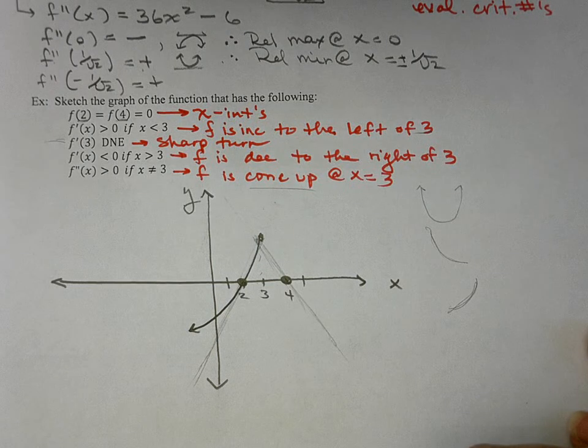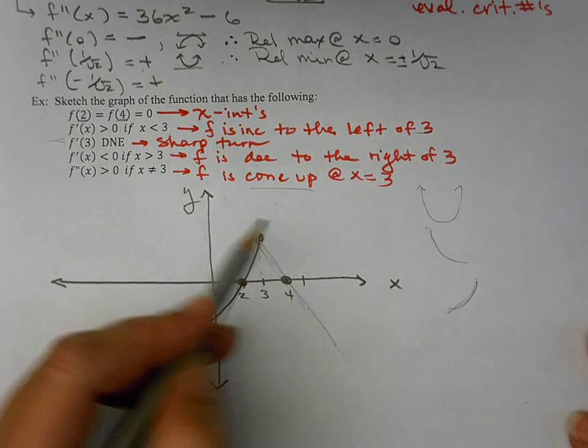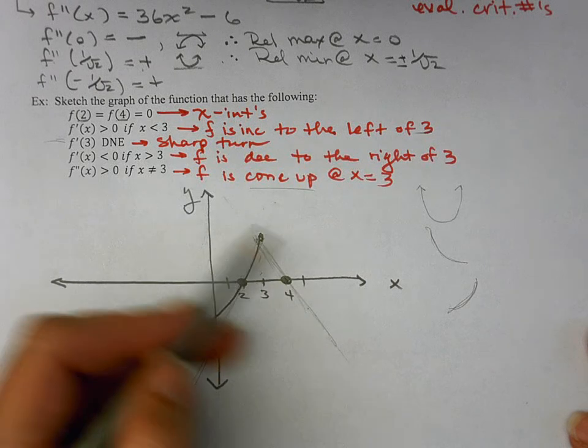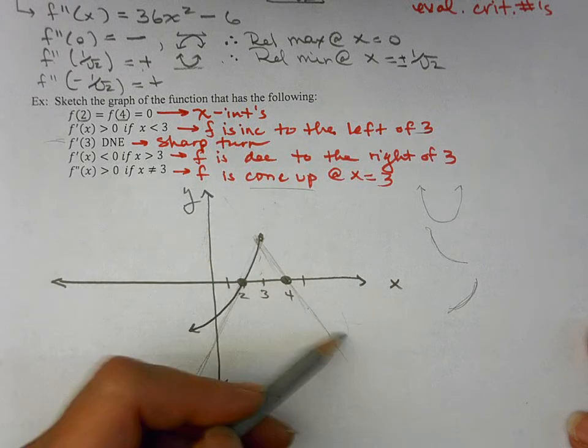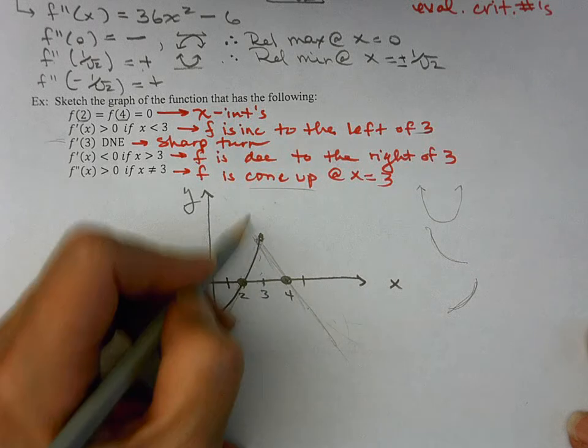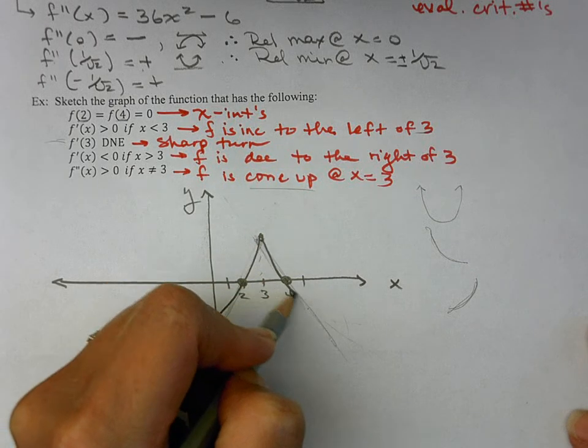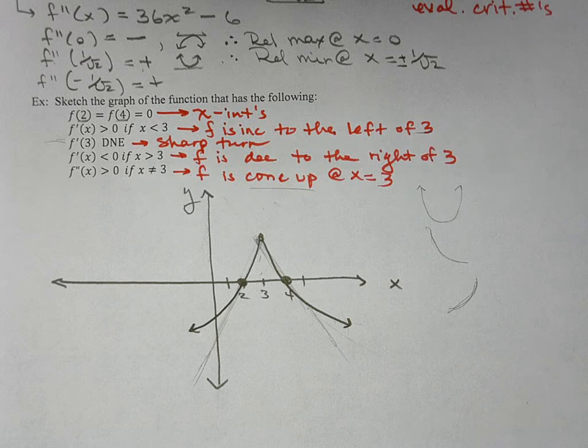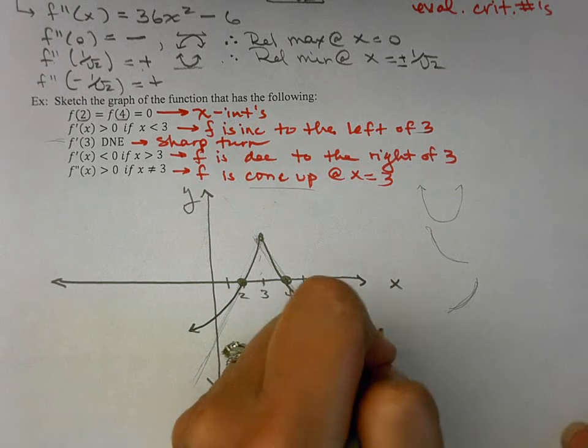And then I'm going to do the same thing over here. So it needs to be either rounded downwards or rounded upwards. And I know I need to be concave up, so I'm going to round it upwards. And so that would look something like that. Okay? And then this would be the graph of f. And that is that.